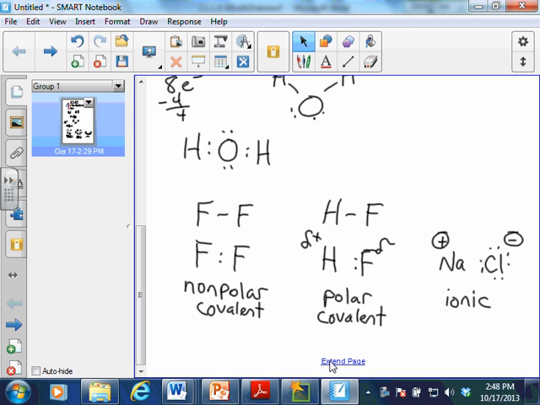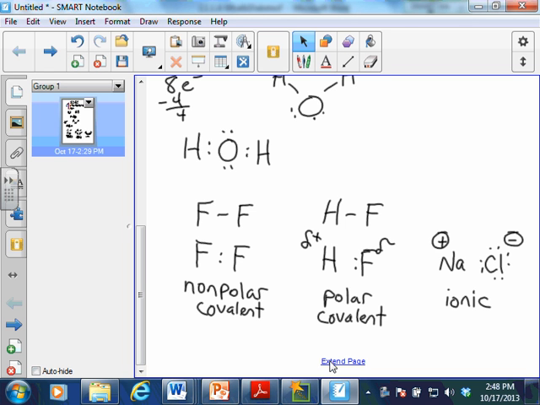So perfect example, anything that's diatomic, like F2 or N2 or H2 or O2, any of those things, that's going to be nonpolar covalent, right? That's really easy. Anytime you have two nonmetals combining with one another, that's probably covalent, right? You guys remember that from last year? Or we've even talked about that this year.